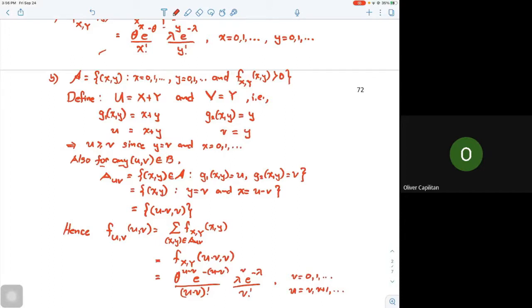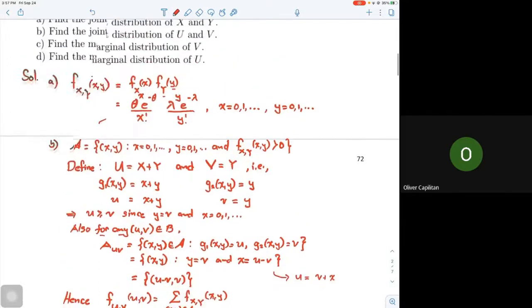Because here, we can express our u as equal to v plus x, where x is 0, 1, 2, and so on and so forth. Okay, so that is our joint probability mass function for u and v.